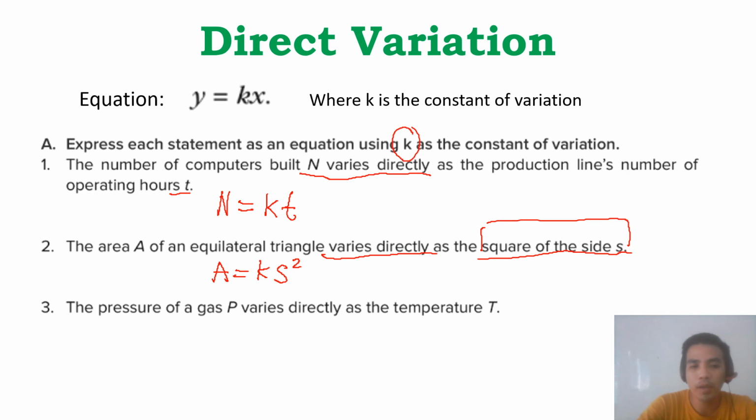Last number, we have the pressure of gas P varies directly as the temperature T. So, write that one, P equals kT. Ganun lang ka-simple yung direct variation. Okay?